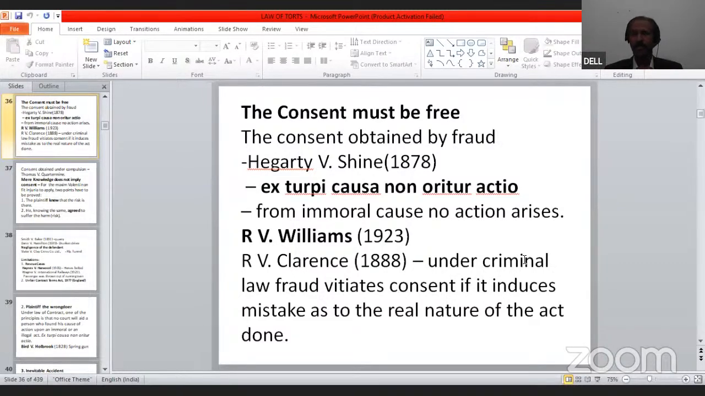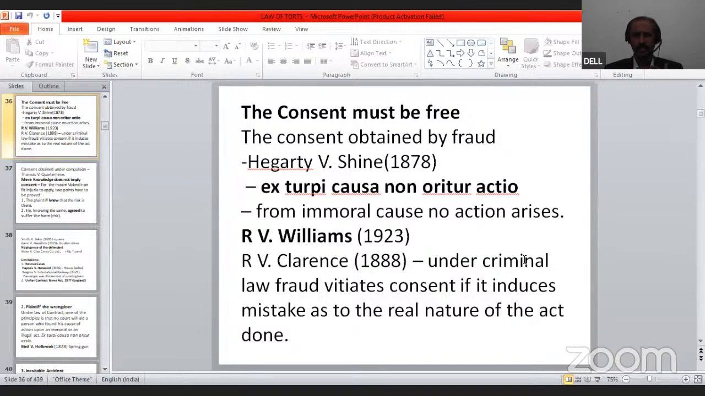But the court asked a question: are you a wedded couple? They're not a wedded couple. They're friends, lovers, for example. When they are not a wedded couple, the relationship becomes immoral. That's why you come across this particular maxim. All students must be thorough with Latin maxims.